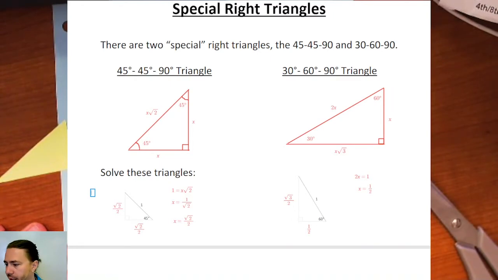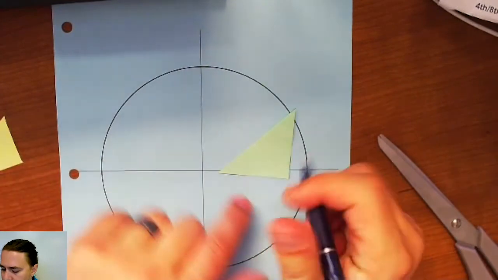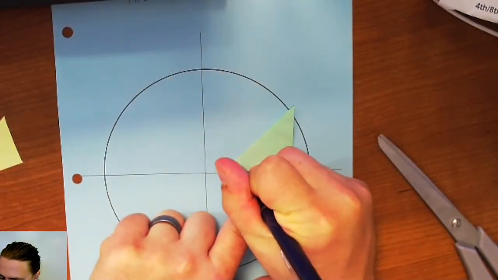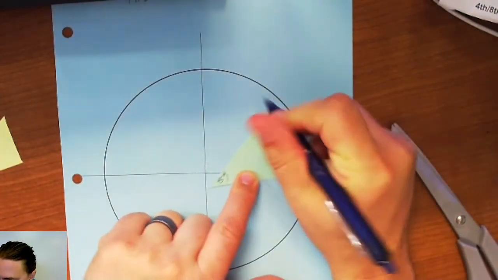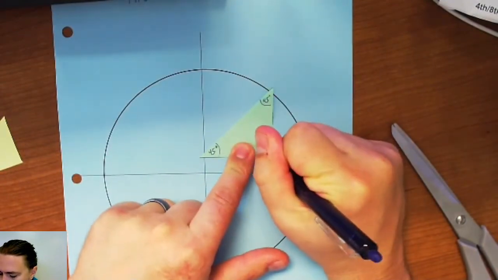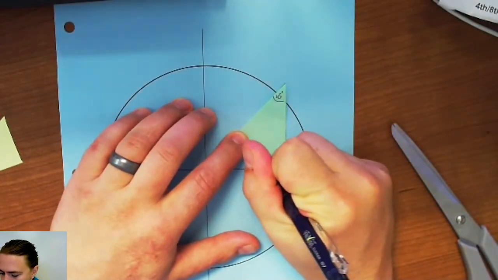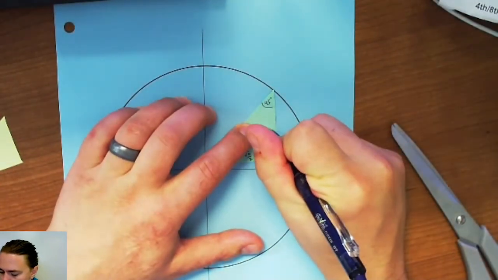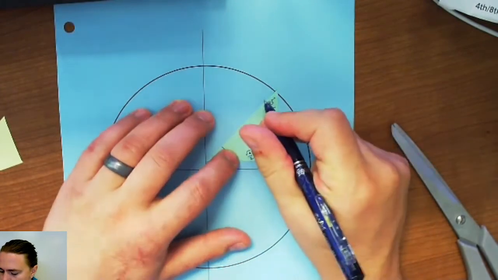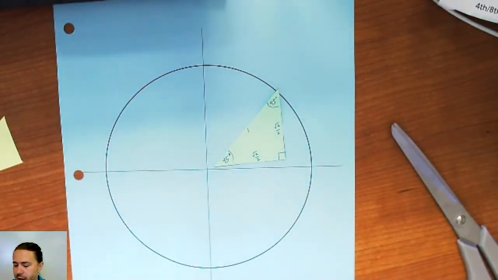So let me hide that again. Let's get rid of that. And so I'm going to label it like this, 45 degrees. Okay. Here's 45 degrees. Here's my 90-degree angle. And my side lengths are going to be root 2 over 2 and root 2 over 2. My hypotenuse is just going to be 1.